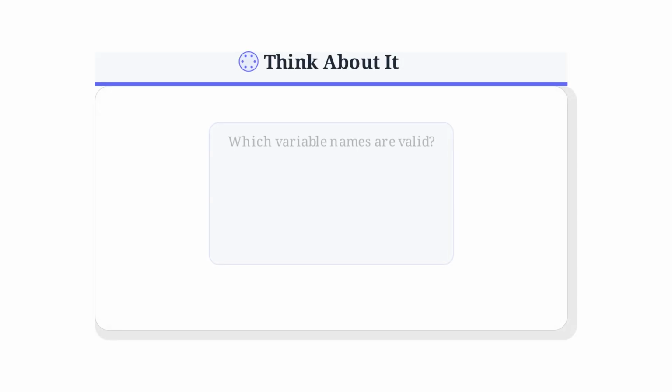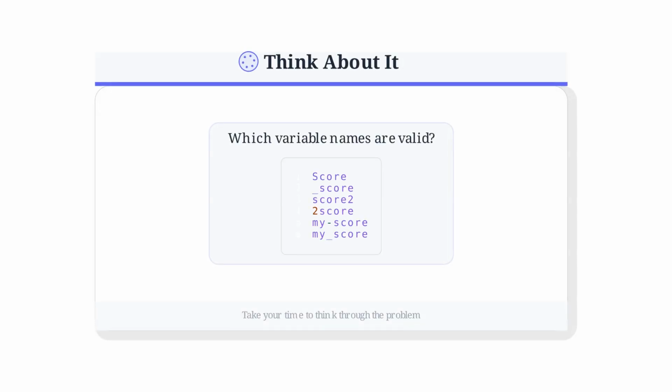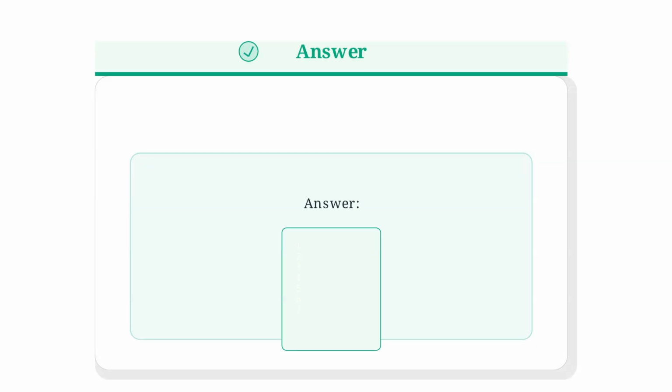Let's test your understanding. Which of these variable names will work in Python? Take a moment to think about each one and apply the rules we just learned. Great thinking! The valid names are score, underscore score, score2, and my underscore score. The invalid ones? 2score starts with a number, and my-score has a hyphen, which Python thinks is subtraction.